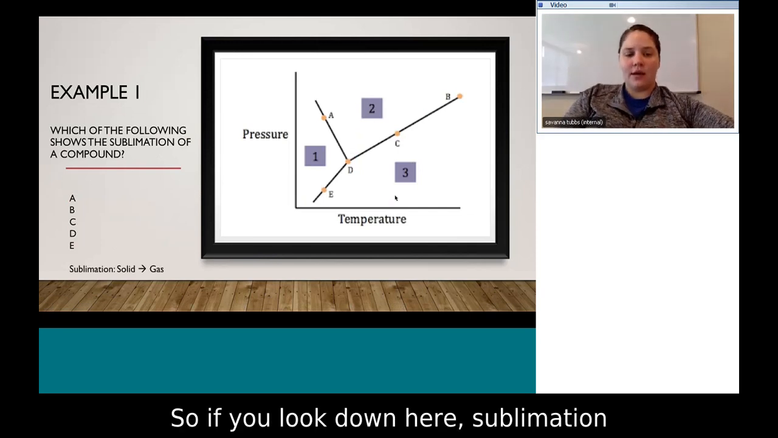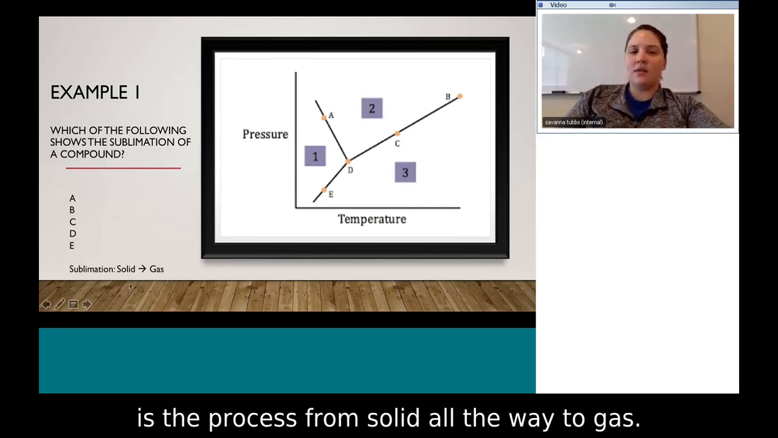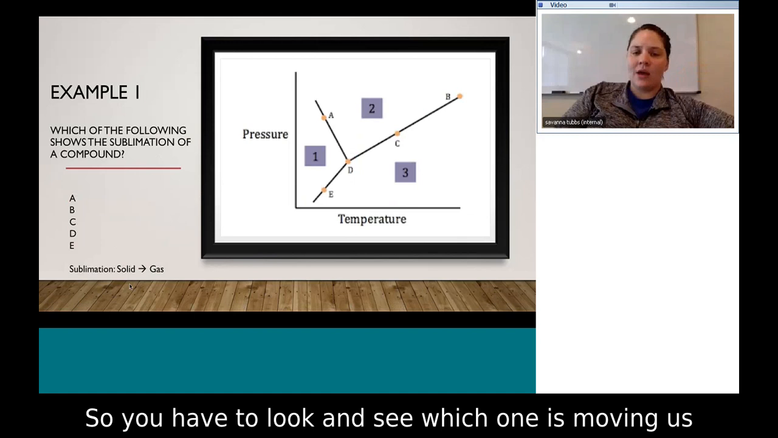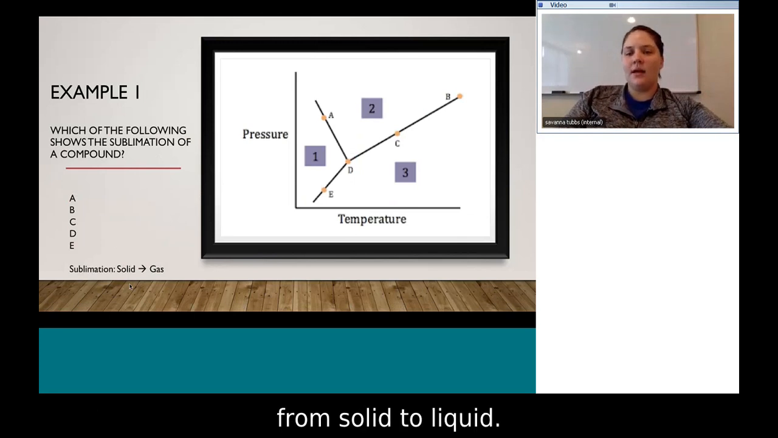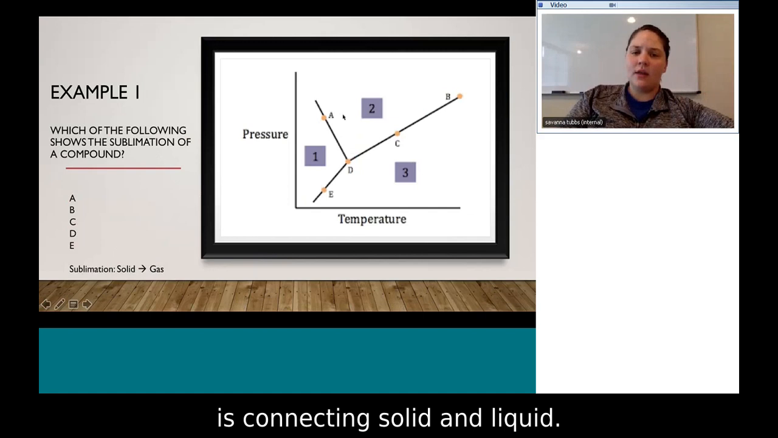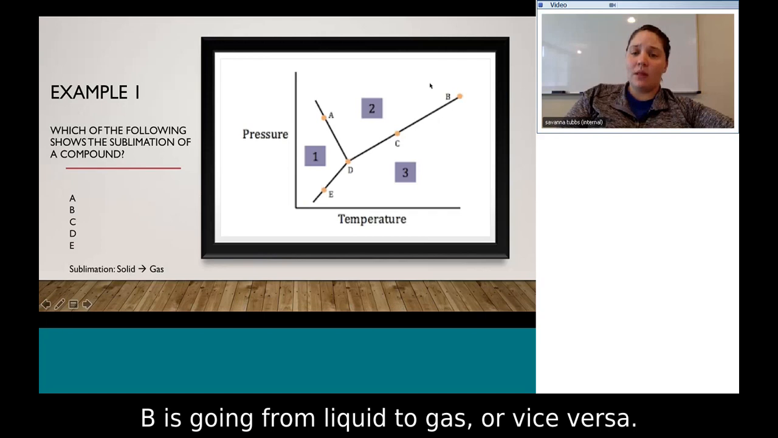If you look down here, sublimation is the process from solid all the way to gas. So you're not hitting that liquid phase. So you have to look and see which one is moving us from solid to gas. If we're looking at A, we know that this one is connecting solid and liquid. Sorry, we're going solid to gas. B is going from liquid to gas, or vice versa.